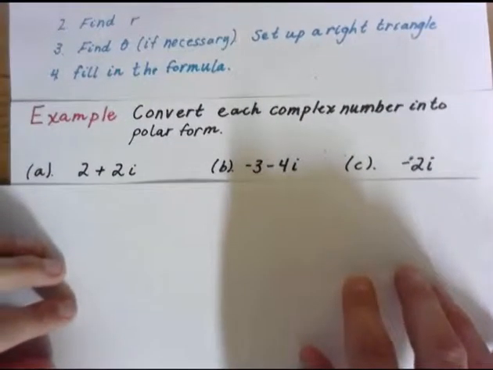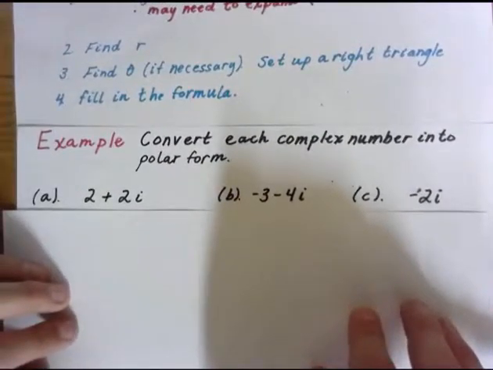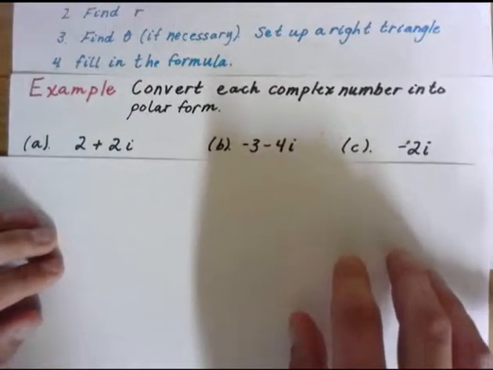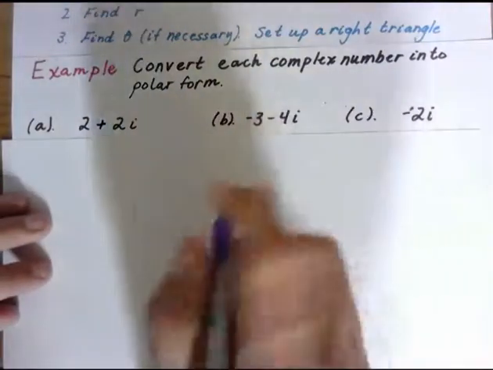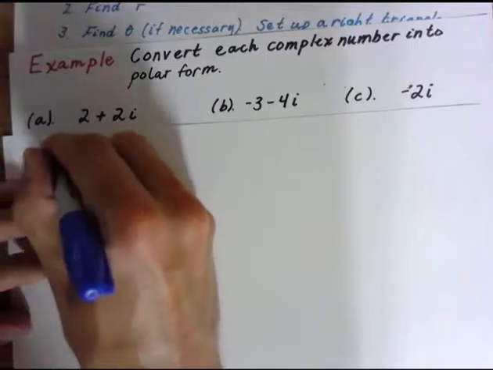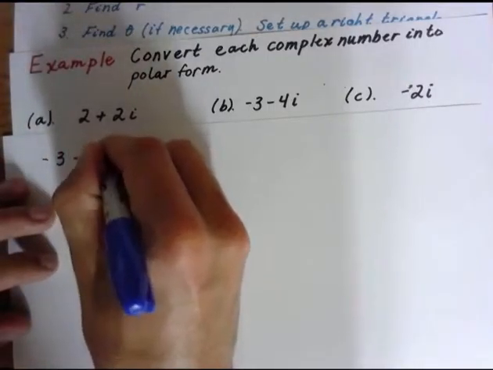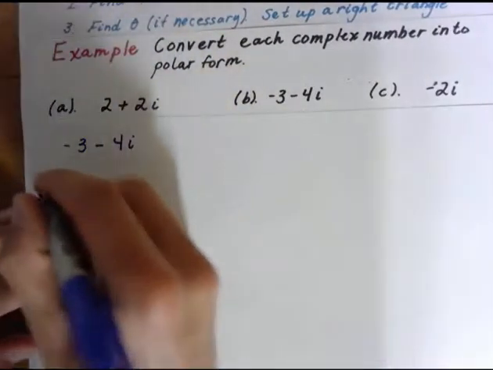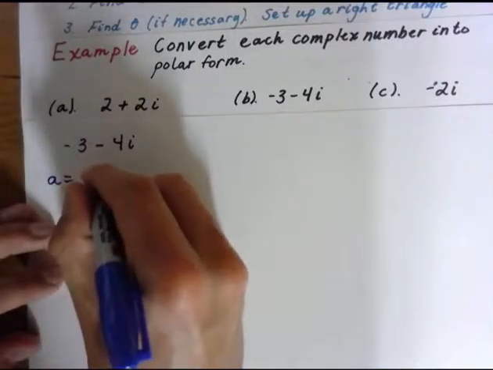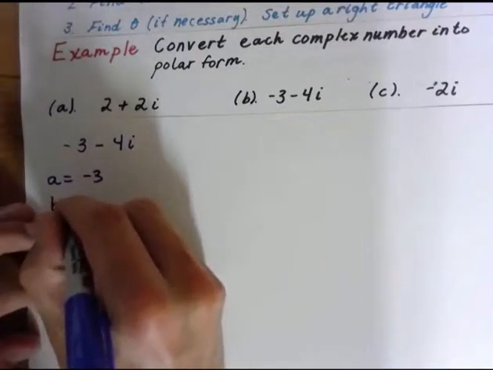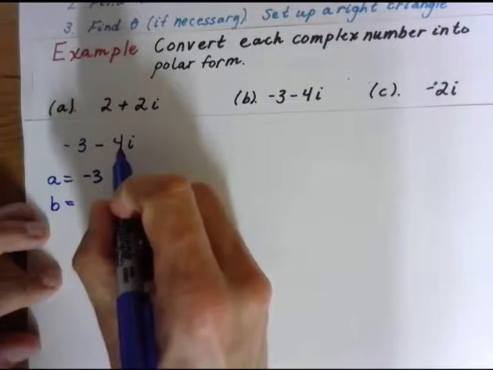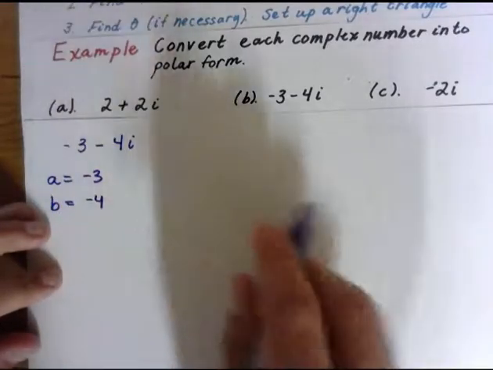Okay, so I'll try to keep this together. So first we're going to identify A and B. Okay, so I just like to rewrite my number. So I have -3 minus 4i. Okay, so identify A. A is the real part, -3. Okay, here's our complex part, our imaginary part. B is going to be -4.